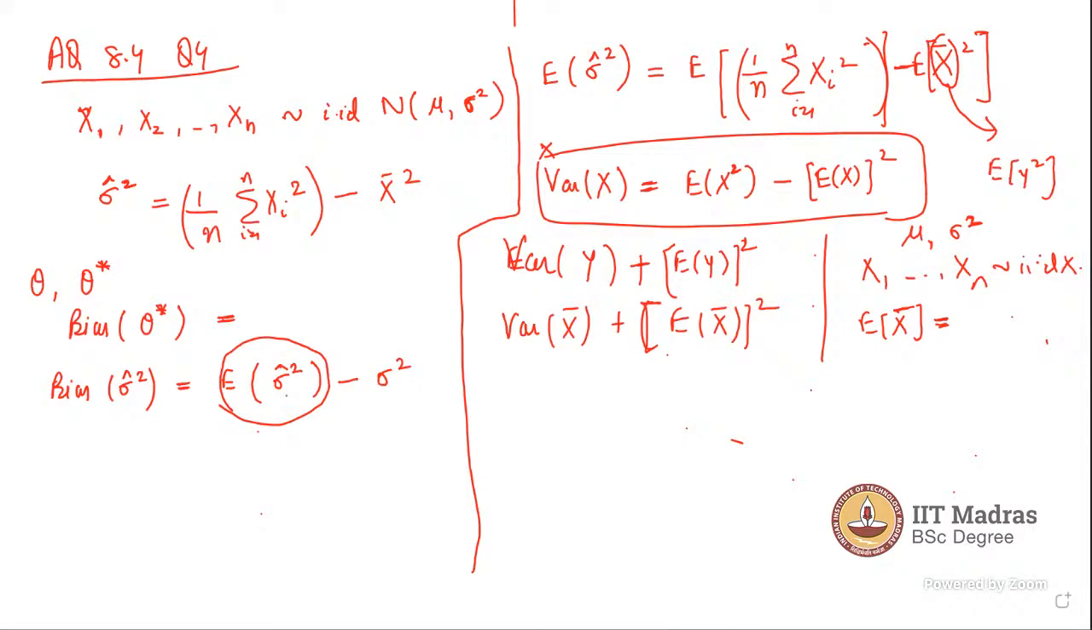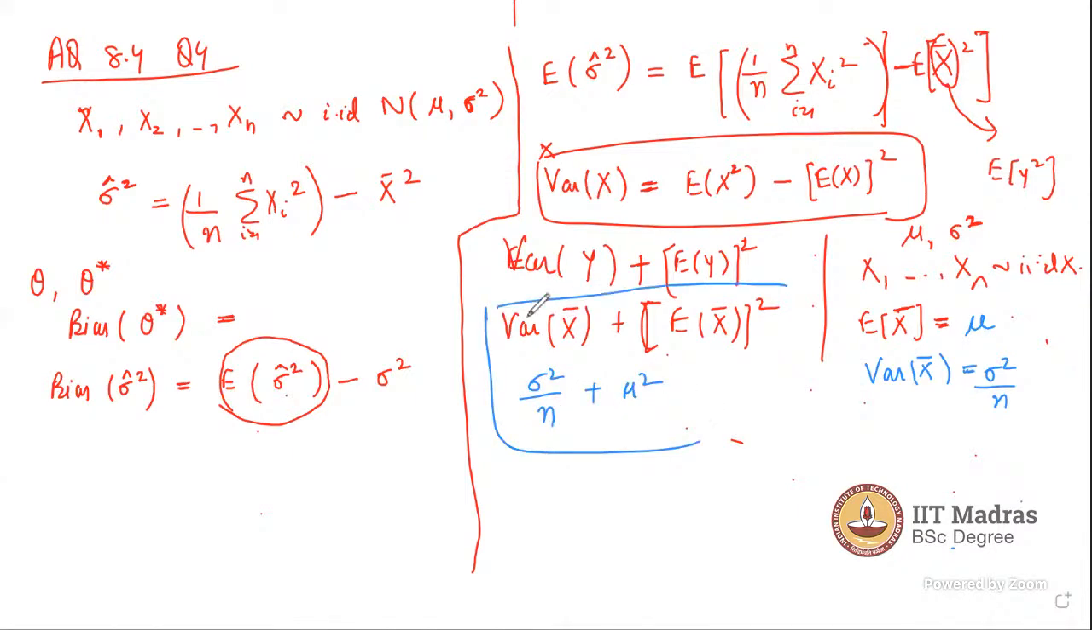So expectation of x bar is mu, and what is variance of x bar? Sigma square by n. Yeah. So I will write here sigma square by n plus mu square. So this is nothing but expectation of x bar square. Still we have to find expectation of 1 by n sum over xi square. So this I will do it here.